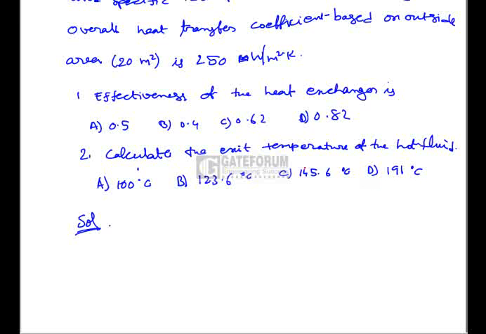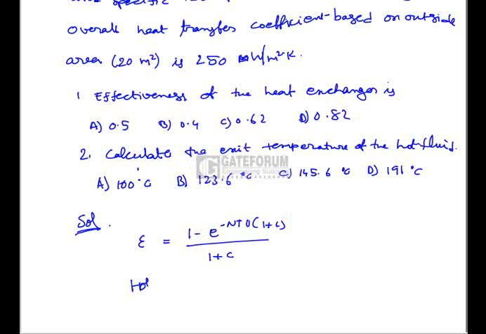First we will have to find out effectiveness, and effectiveness of the parallel flow heat exchanger is given by (1 minus e power of minus NTU) into (1 plus C) by (1 plus C), where NTU is the number of transfer units and C is the ratio of minimum heat capacity to maximum heat capacity of the fluids. So here first we'll have to find out the heat capacity of both the fluids.